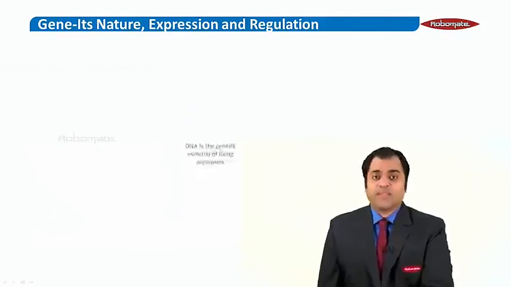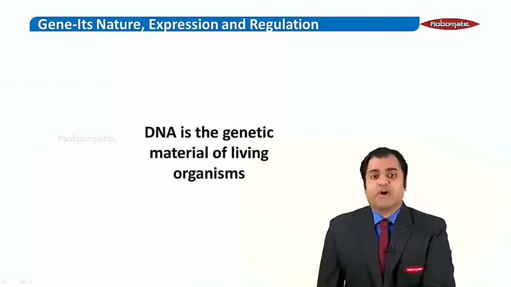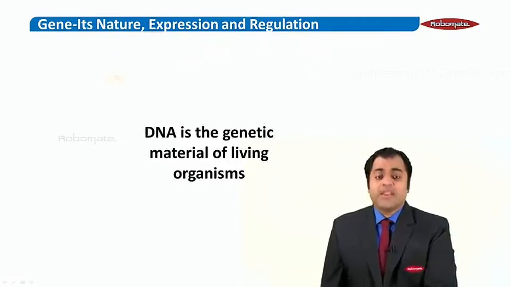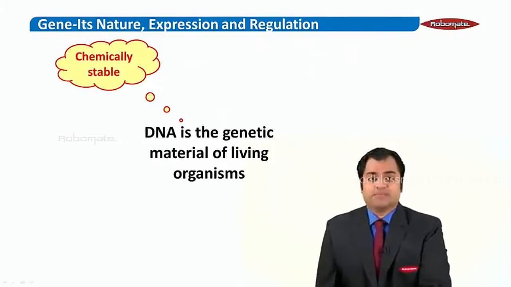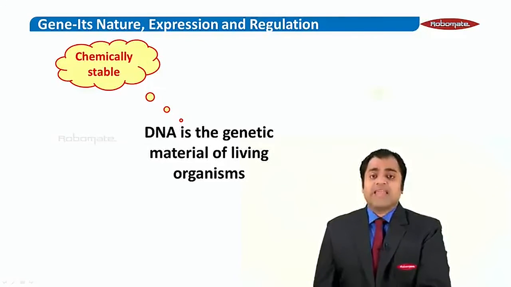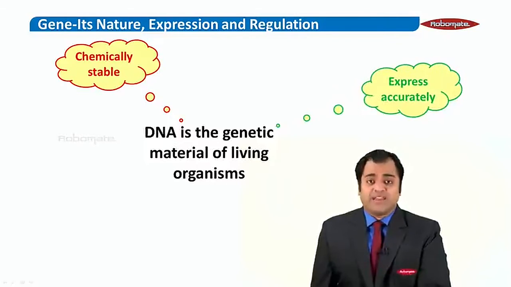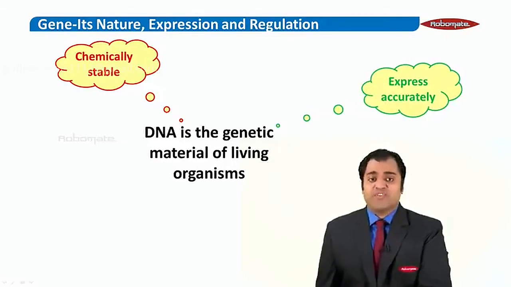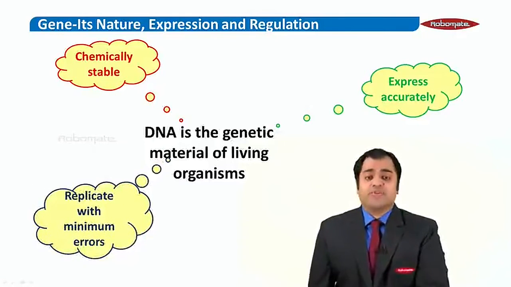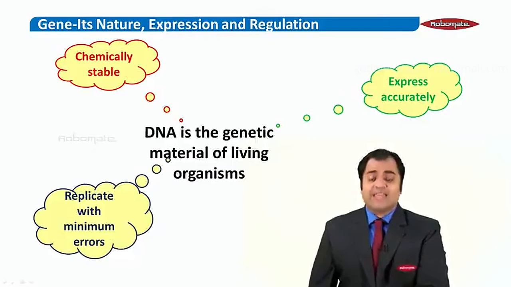Now, DNA is the genetic material of living organisms. What are the criteria that must be met by a genetic material? It should have the following criteria. Number 1, it should be chemically stable. Under no condition should it degenerate. The next criterion is that it should express accurately. DNA is made up of genes, and genes express themselves. The next criterion is that it should be able to replicate itself with minimum errors, and DNA has that ability to replicate itself and make its own copy.